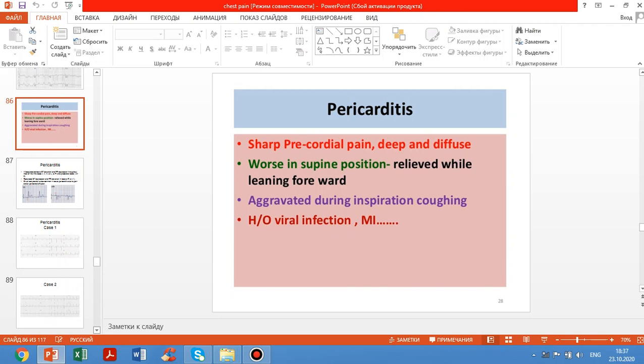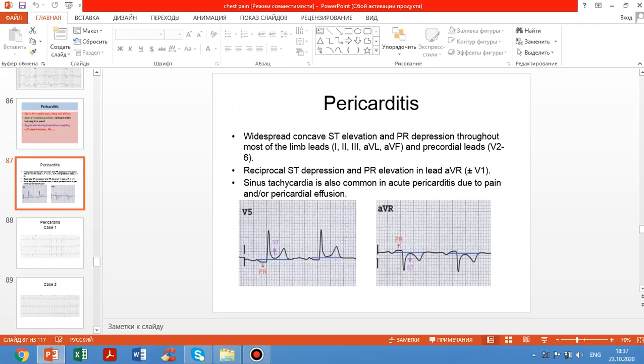Pericarditis is another disease with chest pain: sharp precordial pain, deep and diffuse, worse in supine position, relieved while leaning forward, aggravated during inspiration and cough. History of viral infection, myocardial infarction. In this slide, you can see ECG changes in pericarditis.